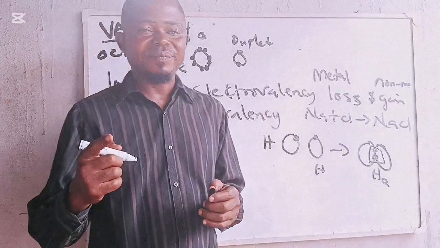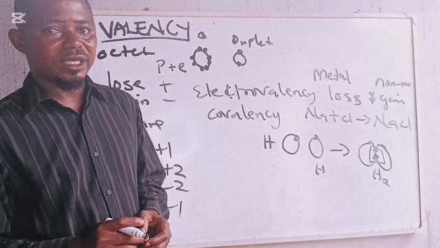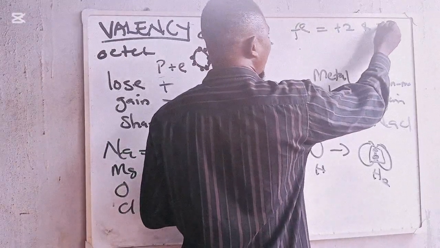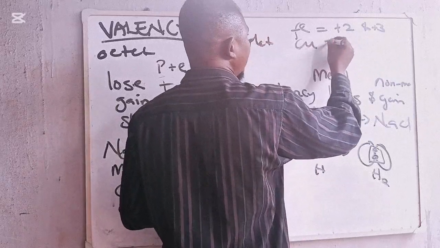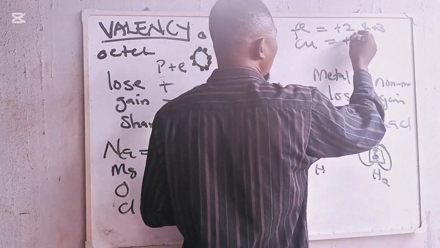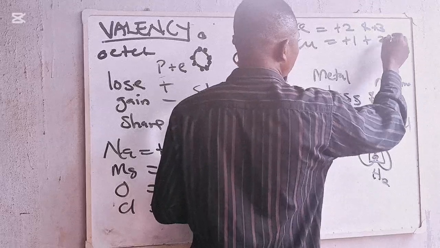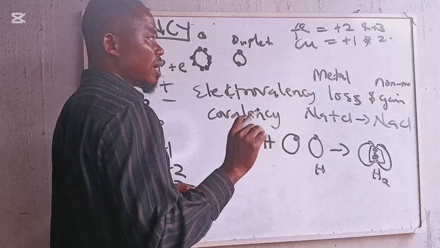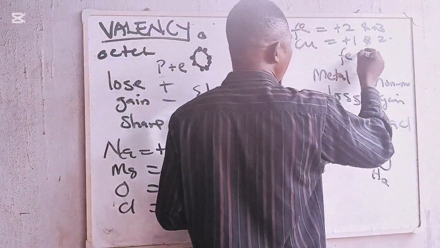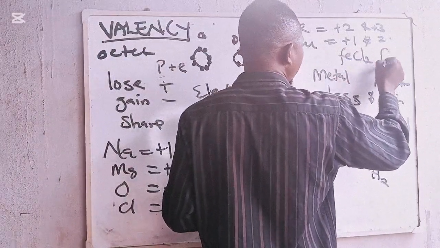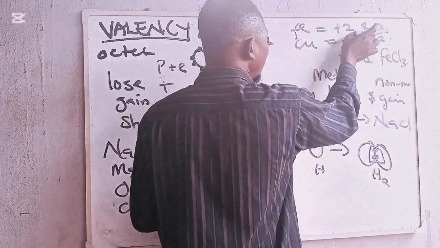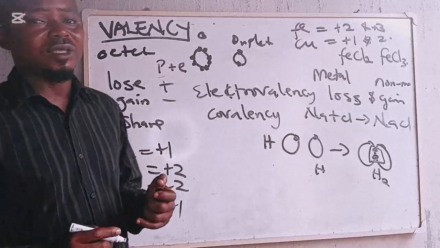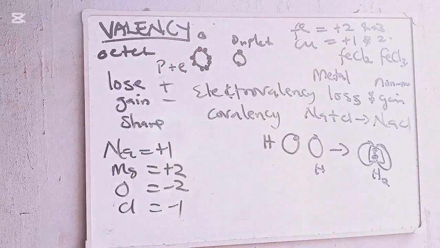But some elements exhibit variable oxidation states. For example, we have iron, with oxidation states of +2 and +3. We have copper, which exhibits oxidation states of what? +1 and +2. This is because they can form variable compounds. For example, iron can form iron(II) chloride, and what? Iron(III) chloride because of this variable oxidation state. Are you following us?